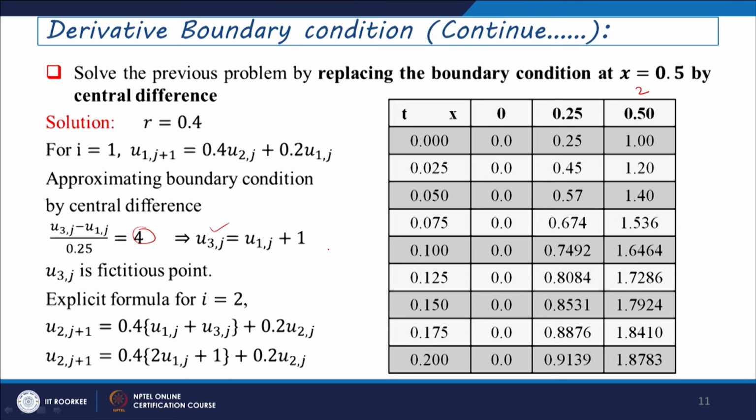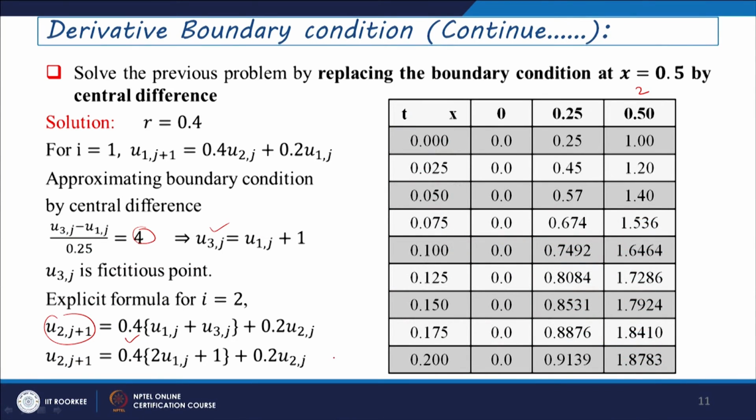So if you just use explicitly this formula for i equals 2 here, we can obtain u2,j+1, which is nothing but 0.4 (u1,j + u3,j) + 0.2 u2,j, and u2,j+1 can be written as 0.4 (2 u1,j+1) + 0.2 u2,j. So if we use these values at all of these points, simultaneously we can obtain these values, which are figured in this tabular form here.